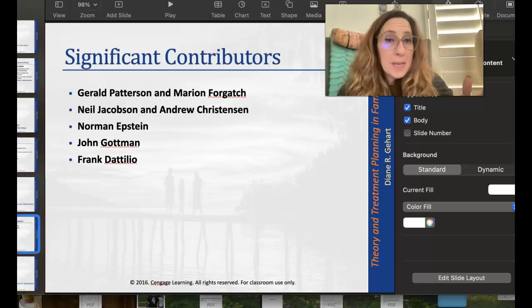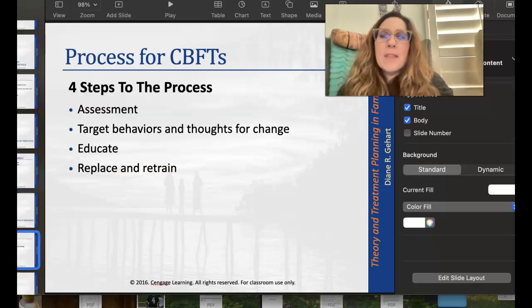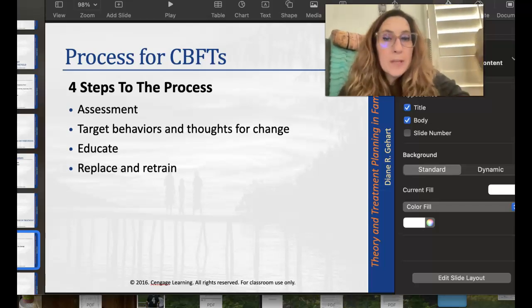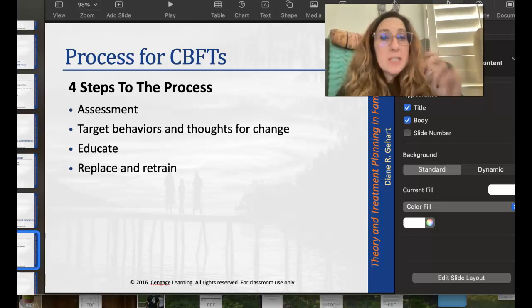Okay, Gottman's a big advocate in this. There's a lot of Gottman books, and that's one that's probably the most popular. And then there are 4 steps to the process. You do have assessment: what is the behavior we're targeting, right? Educate, replace, and retrain. So we want to identify problematic behavior. We want to try to change it, right? We see this a lot in ABA, things of that nature.